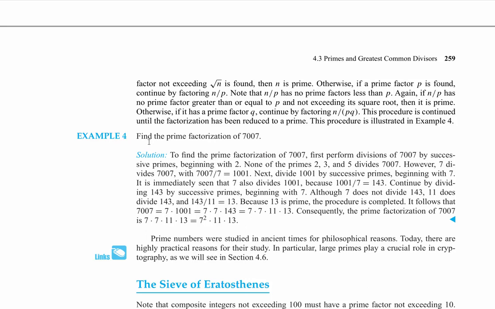And one more. Find the prime factorization of 700. Let me read that correctly. 7007.